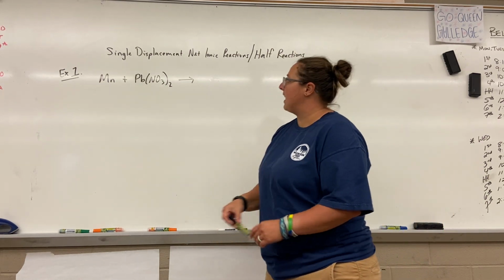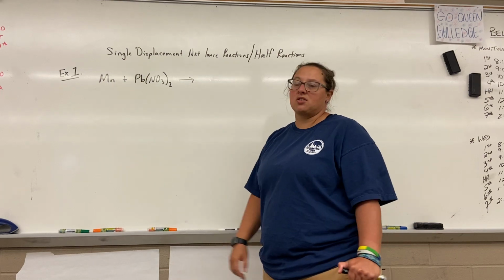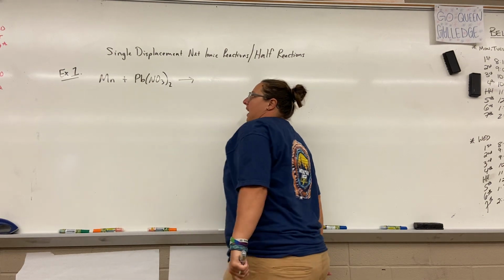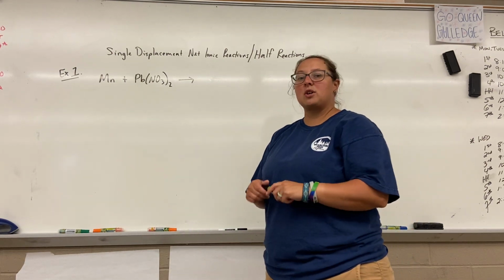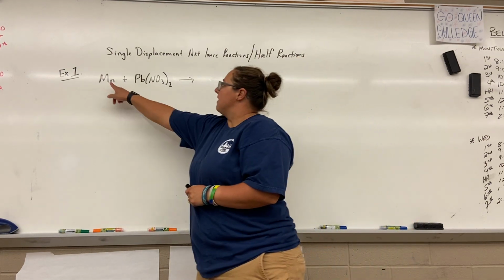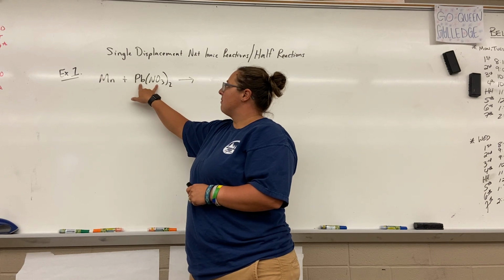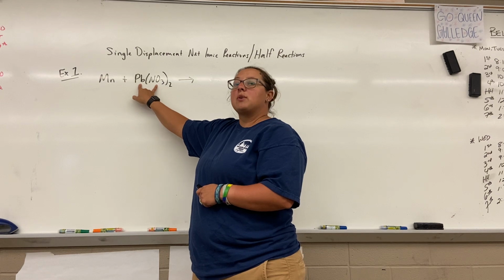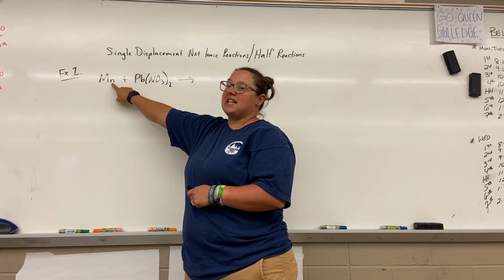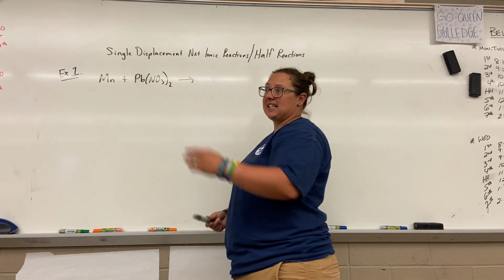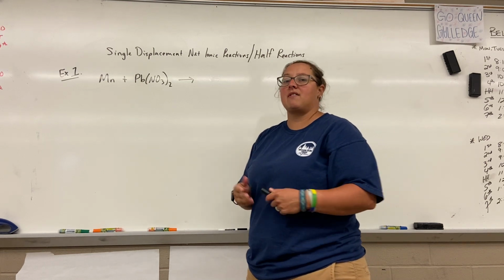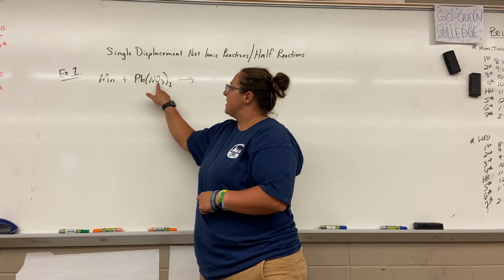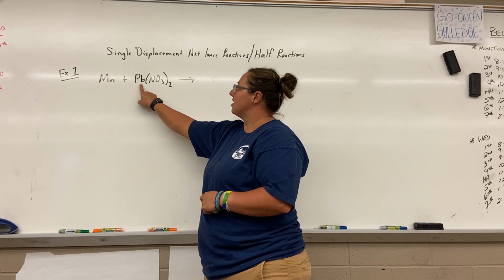First of all, what we have to do here is predict our products. So we have manganese and lead(II) nitrate, okay? And so when these switch partners, the manganese is going to combine with the thing that has the negative charge. The reason why is because Mn is a positive charge because he's a metal. He's a cation whenever he combines with a compound.